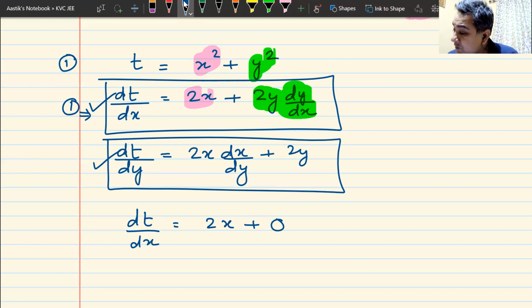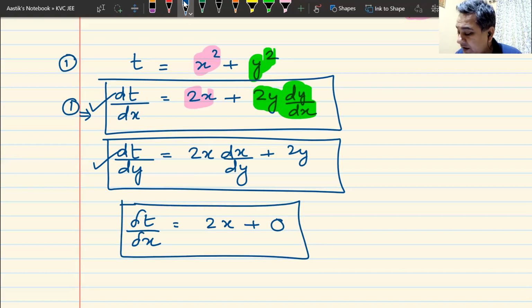This is the partial derivative of t with respect to x. So basically what it means is, when I am differentiating something partially with respect to x, I only need to find the derivative of those things which are with x, which are in x.